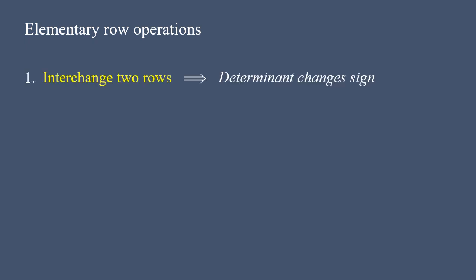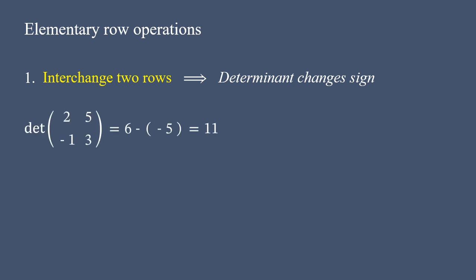In this video, we will consider how the value of determinant is affected by elementary row operations. At first, let's consider elementary row operations, and their effect on the determinant of a matrix. There exist three types of elementary operations. The most simple operation is to interchange two rows in a matrix. In this case, the determinant changes sign.